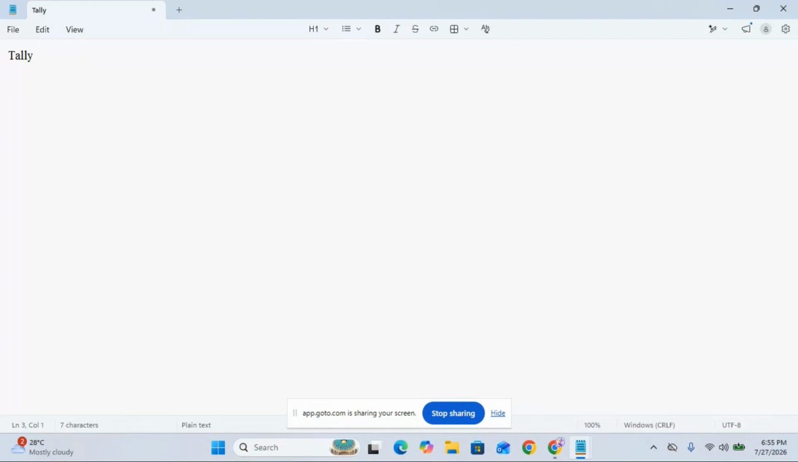Okay. So as I told you, Tally is an accounting software, and we are using it for business purposes to create business reports. So now I'll tell you what the uses of Tally are. The first thing, we are using it for accounting purposes. In accounting, we can record sales, purchases, reports, and we can do the payments here.